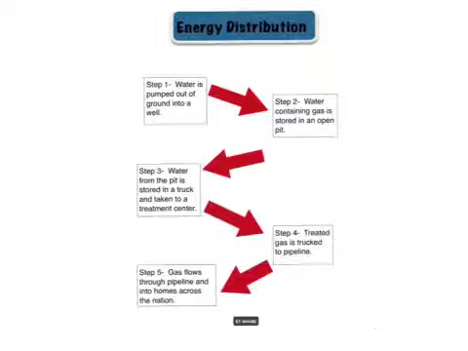The following flowchart demonstrates the distribution of the energy from underground into the home. First, water is pumped out of the ground into a well. This water, which contains the natural gases, is stored in an open pit, where it is later stored in trucks which take the gas from the treatment center and bring it to the pipelines that connect to people's homes. This gas is pumped through the pipeline and is used to power homes all across the country.